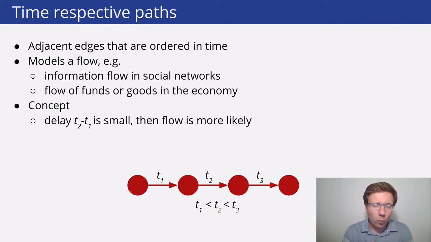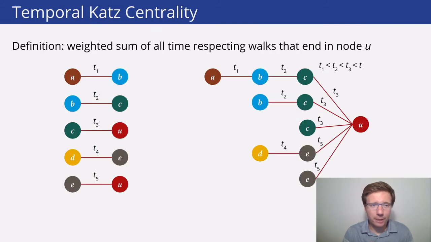One way of defining centrality based on these time-respecting paths is to simply sum those ending at a certain node at a certain time. That is basically the definition of temporal cut centrality. Temporal cut centrality is defined on edge streams, and it is nothing but the weighted sum of all time-respecting walks that end in a certain node.